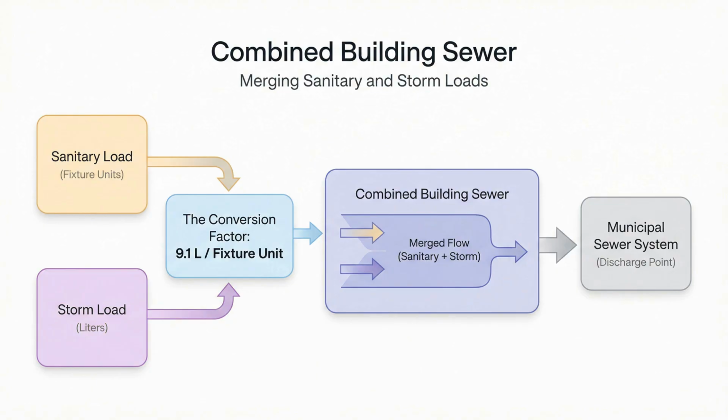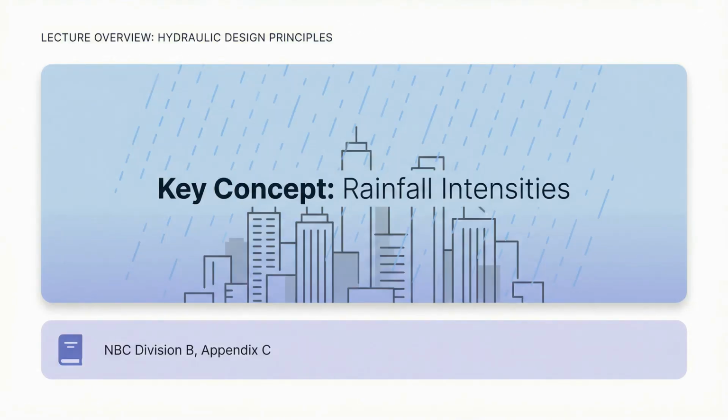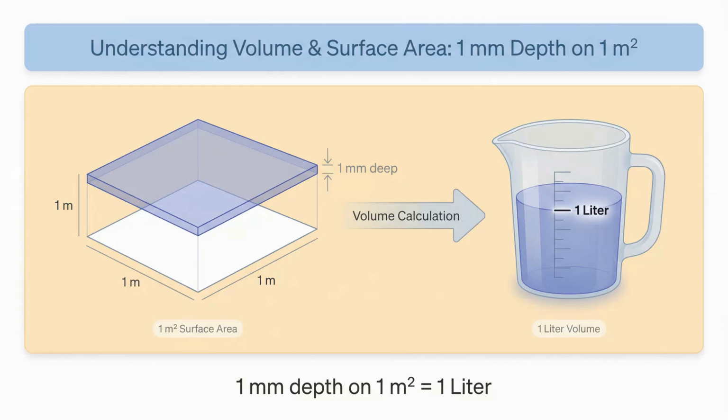Jumping right back into it, let's talk about rainfall intensities. If you're wondering where to find the specific climate data for rainfall in different cities, the code points us directly to Appendix C of Division B in the National Building Code. There's a really handy conversion rule mentioned here for calculating hydraulic load. Basically, if you have 1 square meter of roof or paved surface and you get 1 millimeter of rain on it, that equals exactly 1 liter of water. It makes the math surprisingly straightforward.